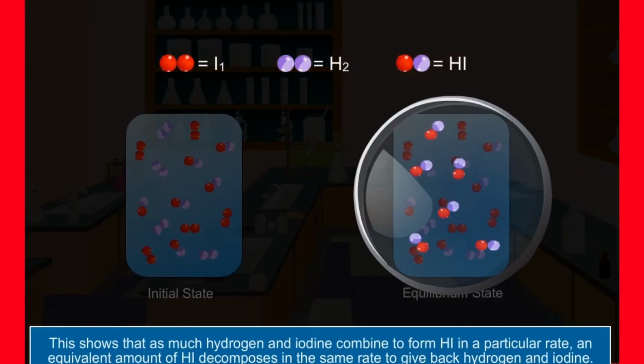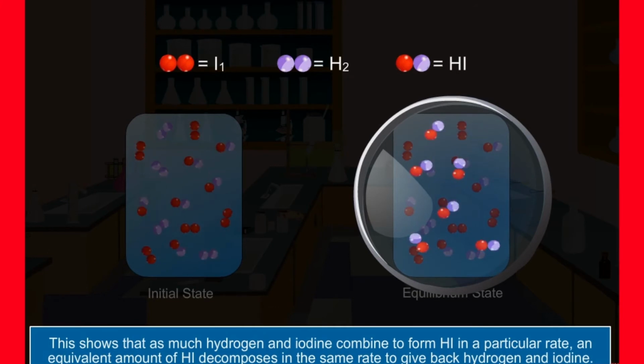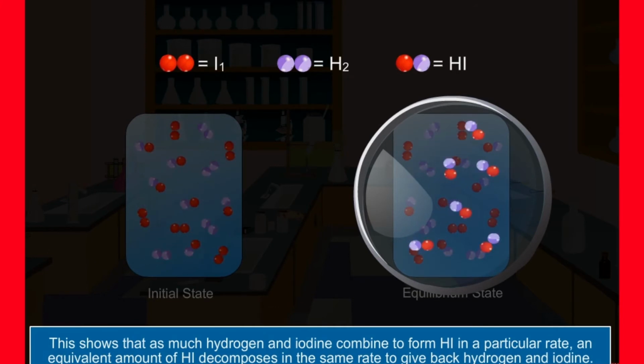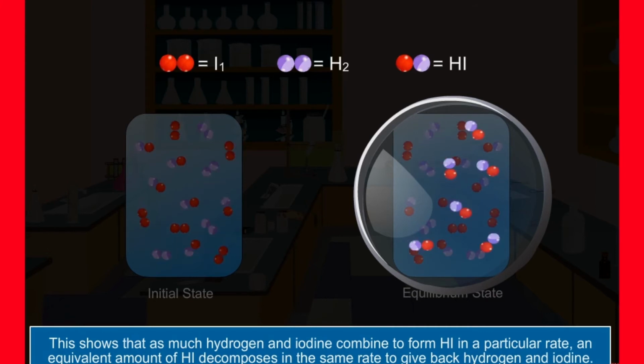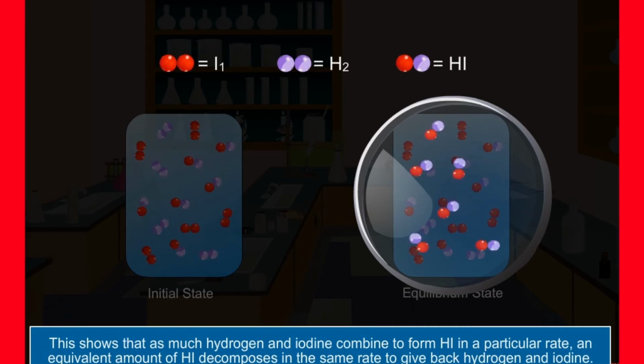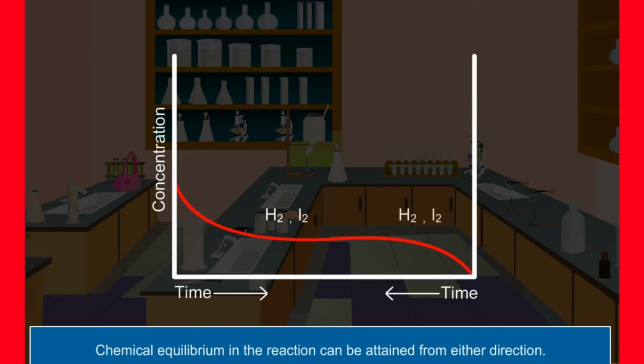This shows that as much hydrogen and iodine combine to form HI at a particular rate, an equivalent amount of HI decomposes at the same rate to give back hydrogen and iodine. The given graph illustrates the reaction between hydrogen and iodine to give hydrogen iodide. Chemical equilibrium in the reaction can be attained from either direction.